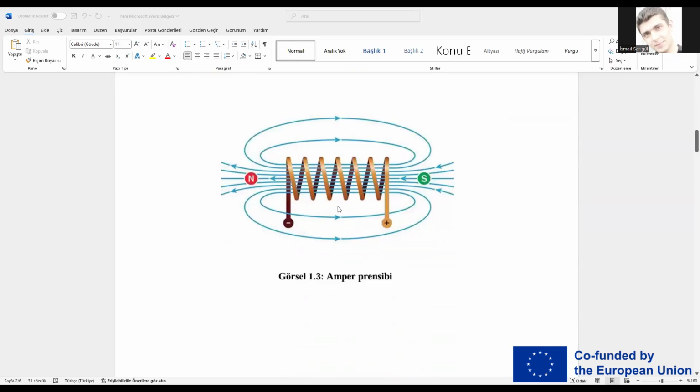Let's see the next figure. This is Ampere's principle. According to Ampere's principle, a conductor carrying current generates a magnetic field around it. The field strength depends on the current magnitude. The higher the current, the stronger the magnetic field. In motors, rotor windings carrying current generate strong fields that interact with the stator field to produce torque.